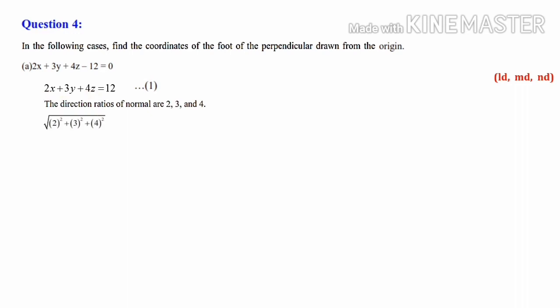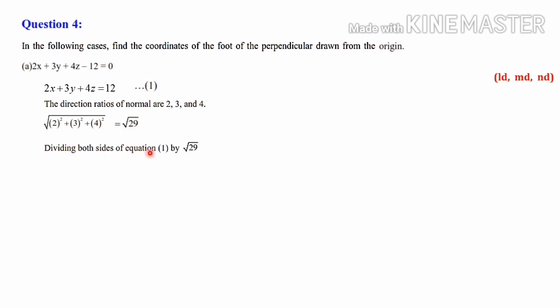And then we have to go for finding the square root of the sum of the squares of the direction ratios, that is root of 2 square plus 3 square plus 4 square, that we have calculated. Then 2 square is 4, 3 square is 9, 4 square is 16. When we add this, we will get root 29. Next process is just to divide by root 29 on both sides of equation number 1.